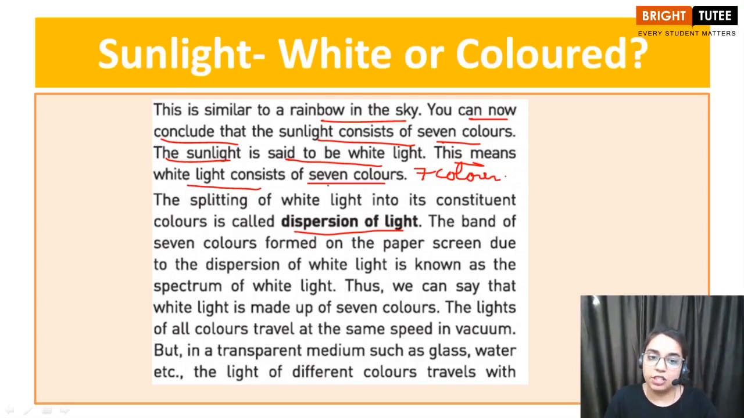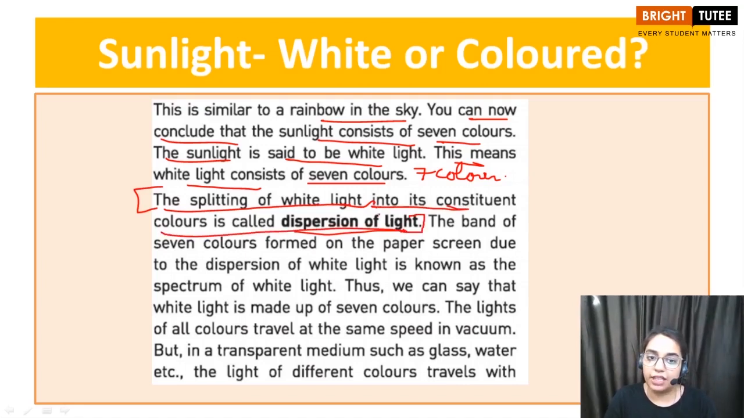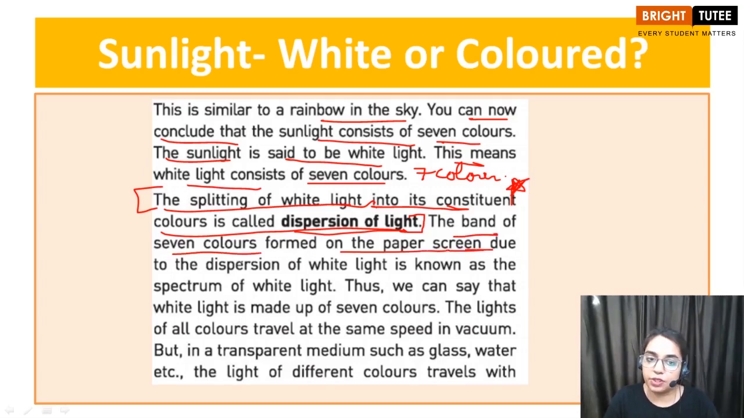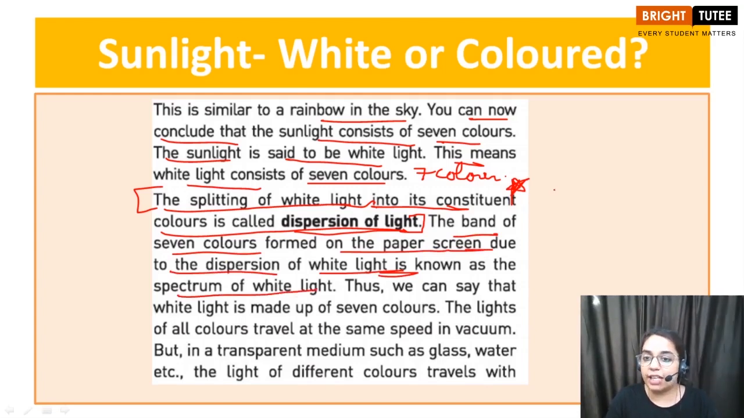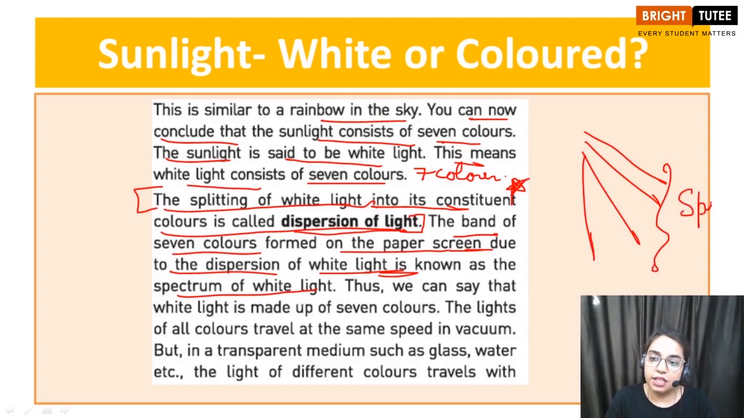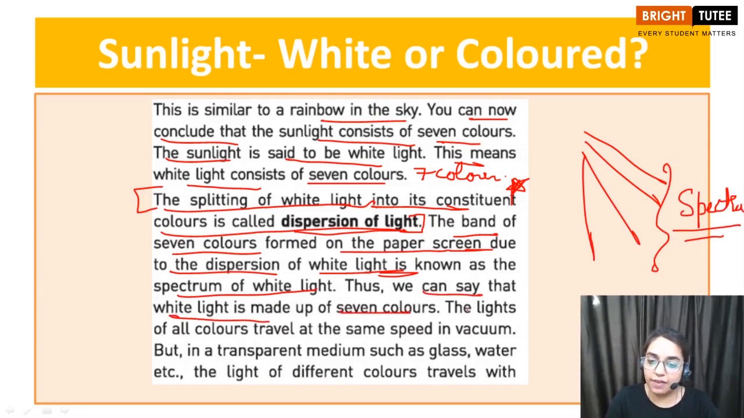Okay, and this splitting of white light into its constituent colors is called dispersion of light. And the band of the 7 colors formed on the paper screen due to the dispersion of white light is known as the spectrum of white light. And children, these 7 colors are known as the spectrum of white light, or these are the components of the white light. Thus, we can say that white light is made up of 7 colors.